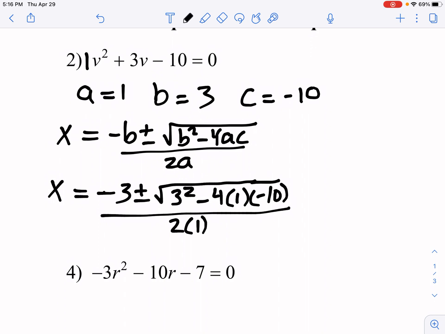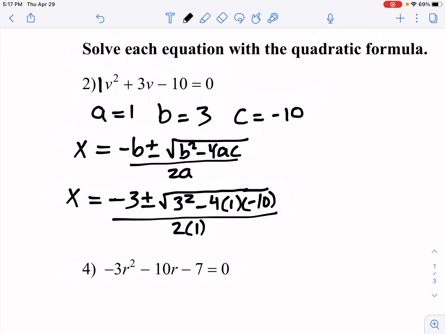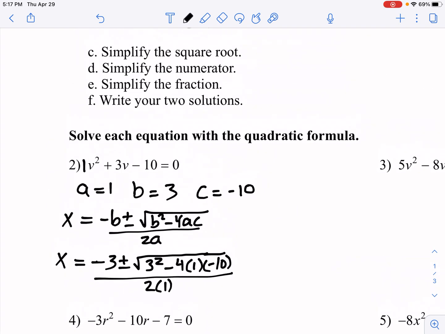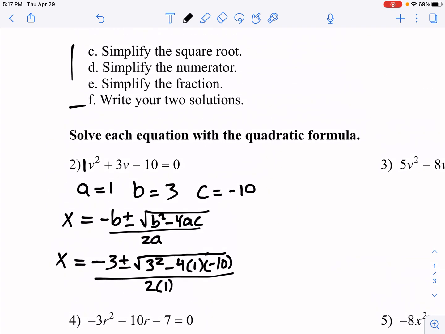Okay, so that's the first part of the process here: identify the a, the b, the c, write your equation, plug a, b, and c in, and then after that, that's where these steps come in, where we're going to start to simplify things, okay? So I would start by simplifying everything that's in the square root, and then simplify the square root itself. And then once you have that, you can simplify the top, the numerator. And then since we have division there with the fraction, okay, simplifying the fraction.